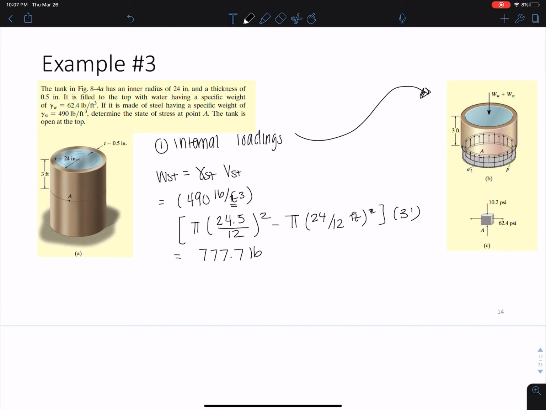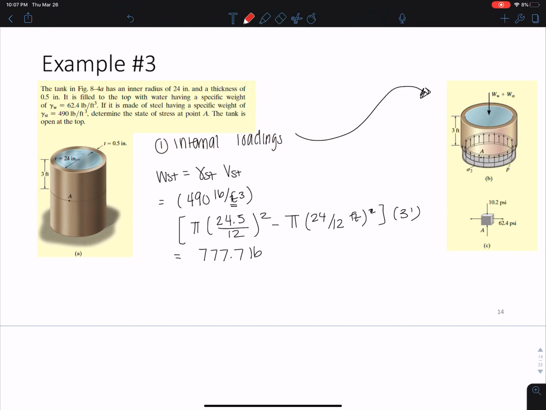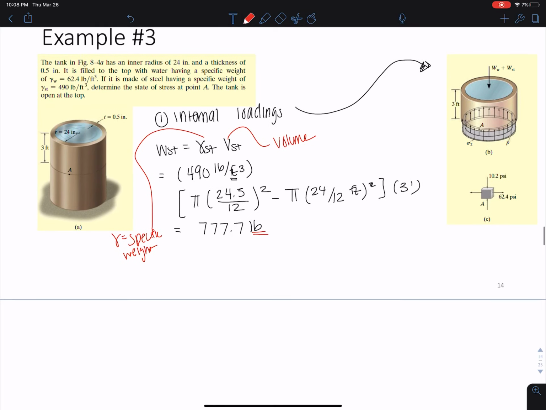Okay, so this is the weight of the steel. So this is just the area of that column times the height, right? In case this was confusing, this is specific weight, and this is volume, to get this into a force, right? Because I want to cancel out that feet cubed, which I just did.